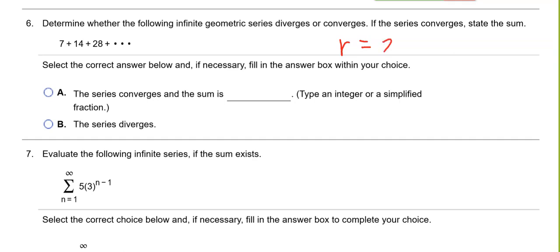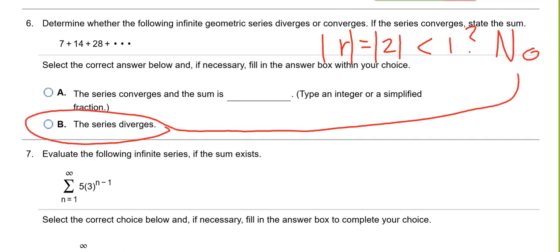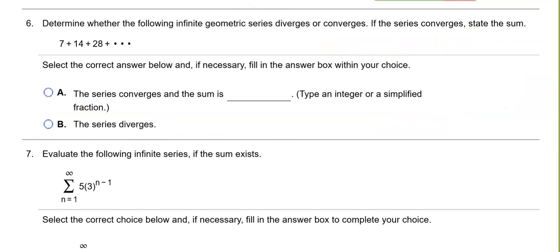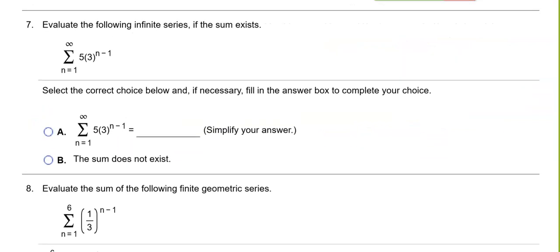Is the absolute value of r less than 1? Yes or no? No. That's a no, which means that there is no sum. The series diverges. It never gets close to a single number because the whole thing is getting bigger and bigger and bigger. Okay. How about this one?